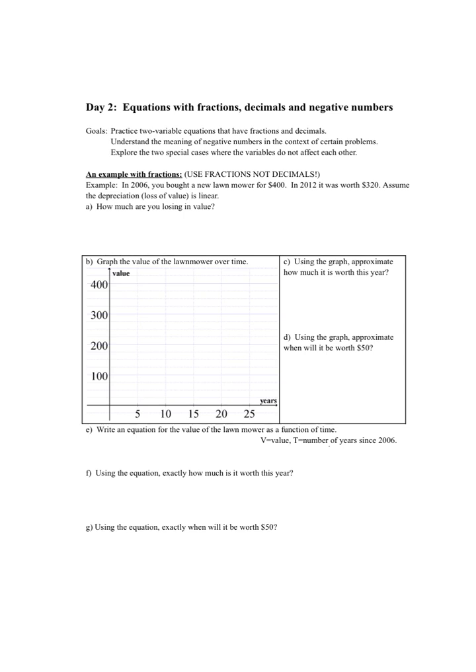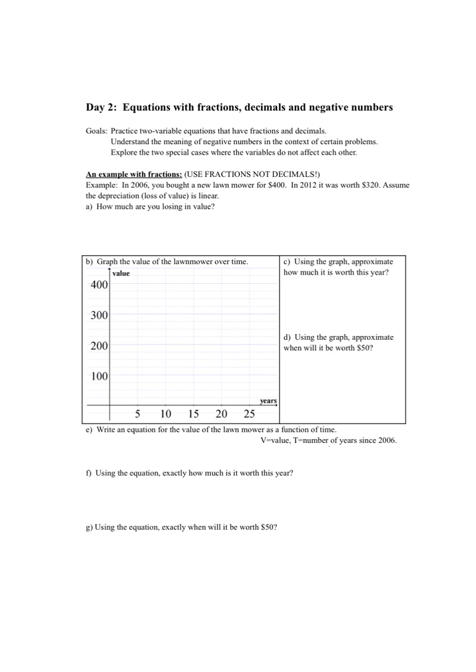In this section, we're going to look at some graphs and equations that involve some fractions, decimals, and negative numbers, things like that. For this one, let's stick with the fractions. So 2006, you bought the mower for $400. 2012, it was worth $320.